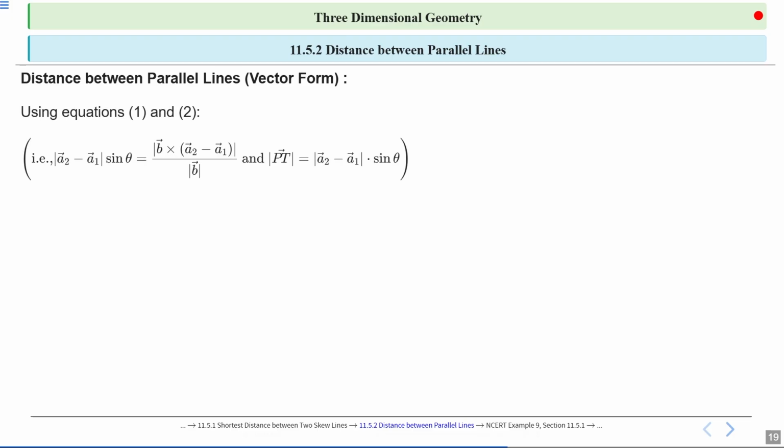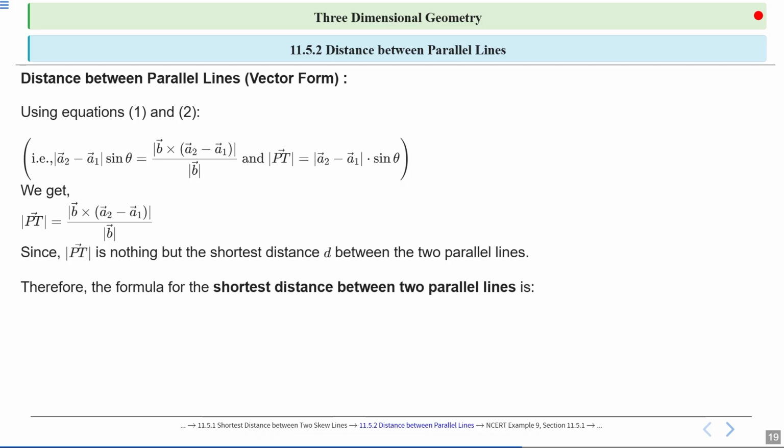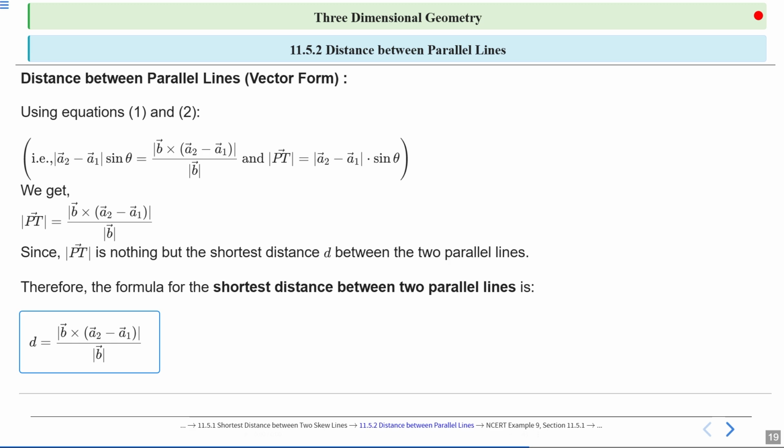Now using equation 1 and 2, we get magnitude of A2 vector minus A1 vector into sine theta will be equal to magnitude of B vector cross A2 vector minus A1 vector upon magnitude of B vector, and magnitude of PT vector will be equal to magnitude of A2 vector minus A1 vector into sine theta. Okay. Therefore, we get magnitude of PT vector will be equal to magnitude of B vector cross A2 vector minus A1 vector upon magnitude of B vector. Okay. Since PT vector is nothing but the shortest distance d between two parallel lines, therefore the formula for the shortest distance between two parallel lines is basically d is equal to magnitude of B vector cross A2 vector minus A1 vector upon magnitude of B vector, right?